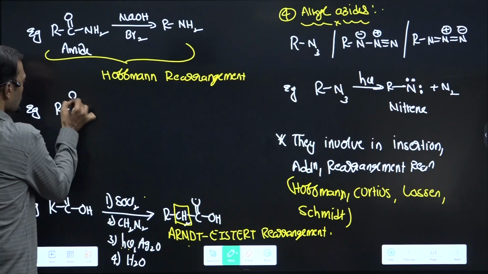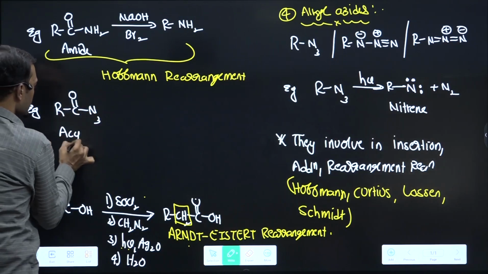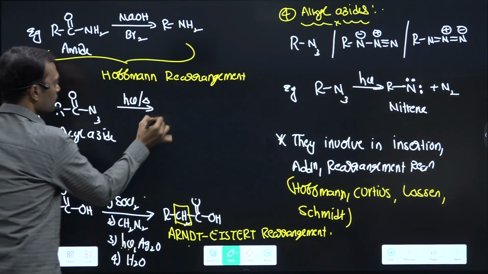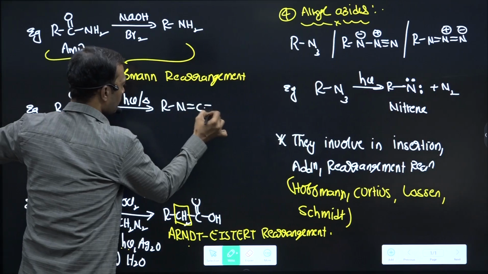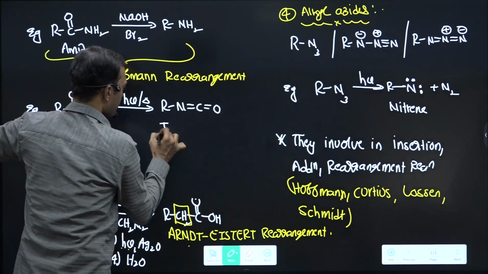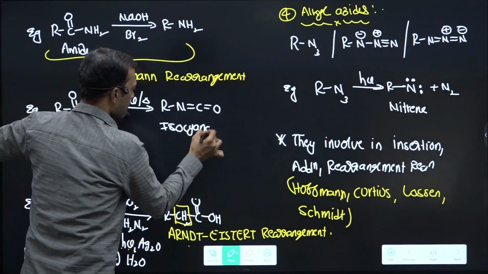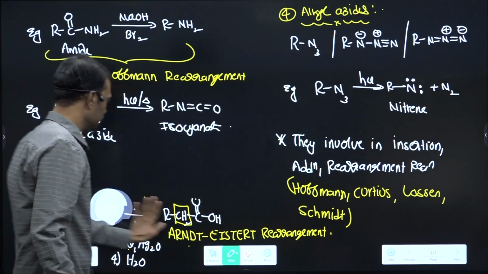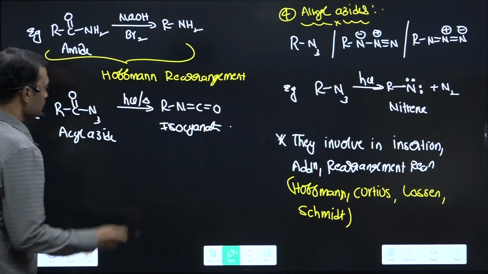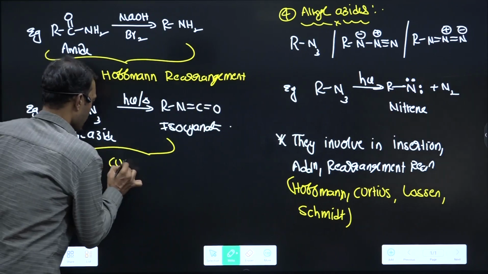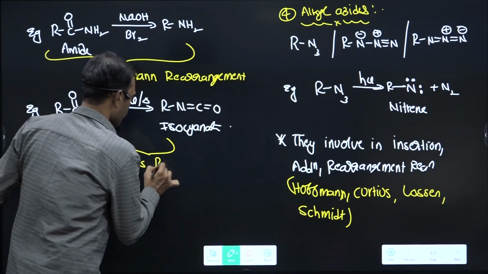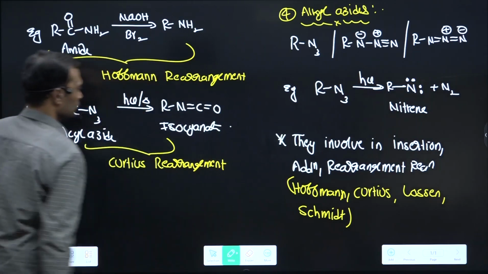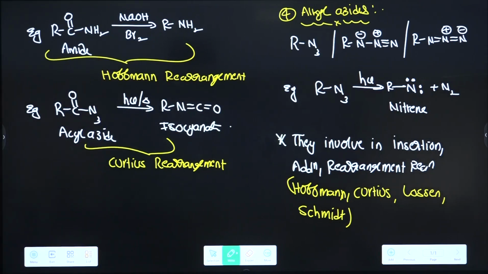Next, RC double bond O. This is called acyl azide. Acyl azide on photochemical or thermal conditions, if you irradiate, then that will give isocyanate. This is called Curtius rearrangement. Acyl azide to isocyanate.